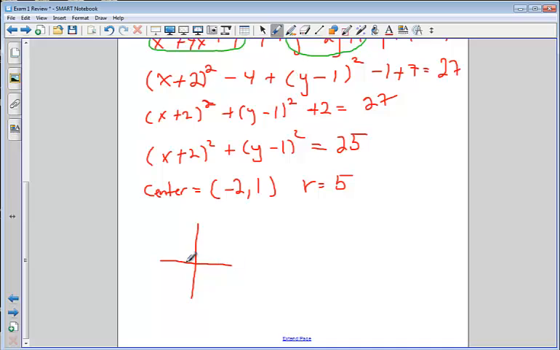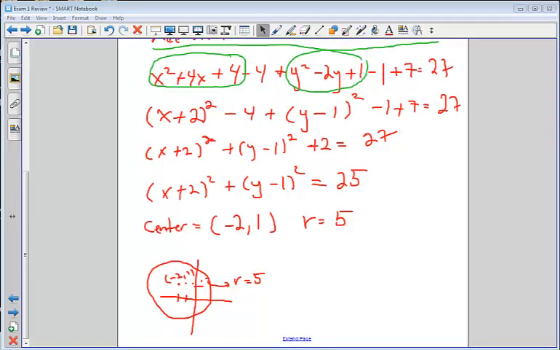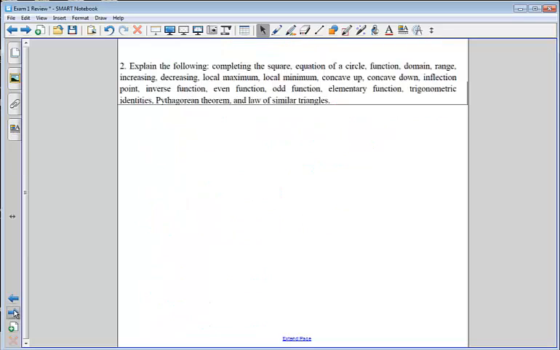I go over 2, 1, 2, up 1. So here's my center at negative 2, comma 1. And I just draw a circle the best I can. And of course the radius here, r, let's just say r is equal to 5. And so that's the idea. All right, so that's completing the square and the circle.